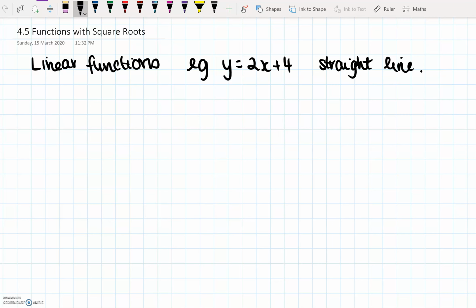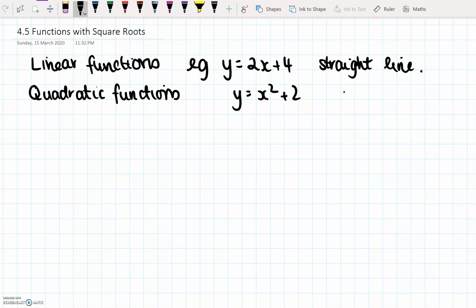Okay, we have also looked at quadratic functions, for example, y equals x squared plus 2, and we know that that produces a parabola. Now what we're going to look at are what we call a square root function. That means a function that has a square root in it. For example, we can have y equals the square root of x.